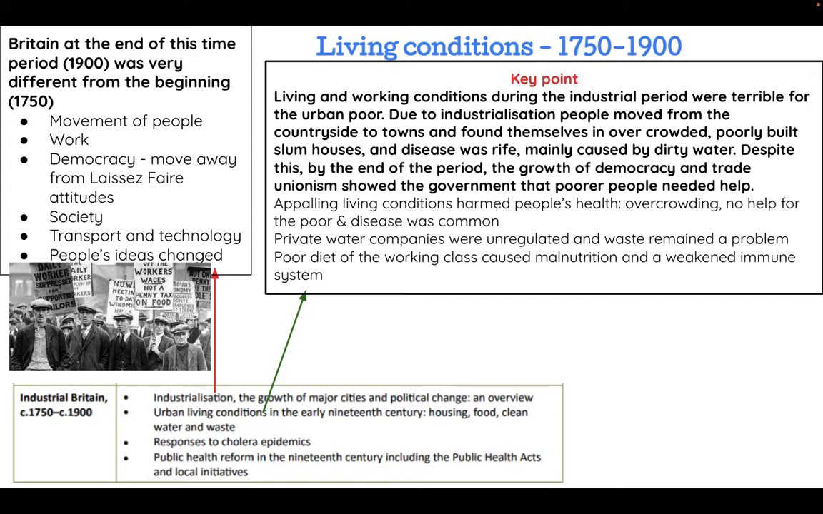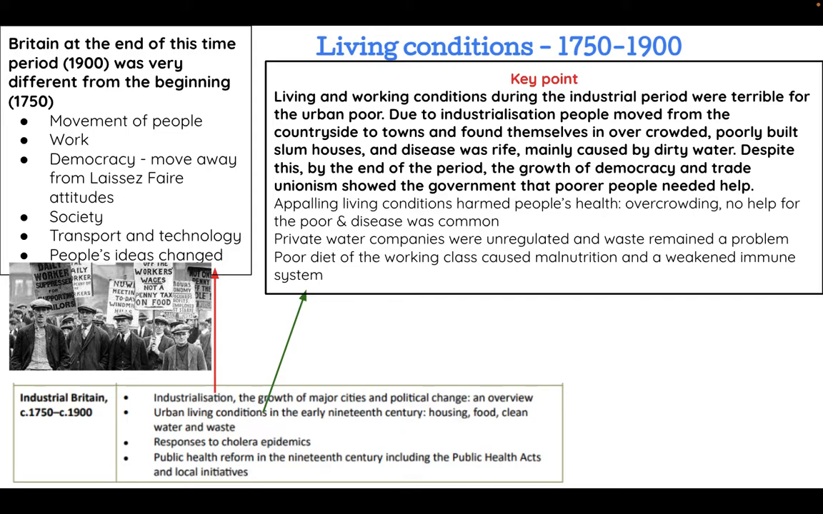So let's have a look now at this idea of no help for the poor. So thinking about what caused this feature. Richer people who ran the town councils, so the local councils, did not want to see the taxes increased to pay for water and waste facilities. Governments believed in this idea of laissez-faire, this leaving alone, which said that they should not interfere in people's lives.